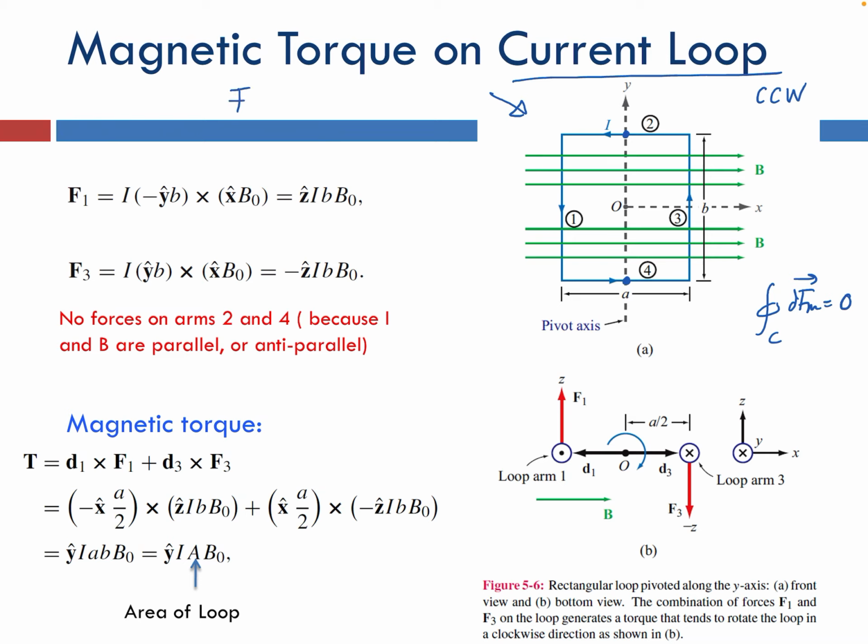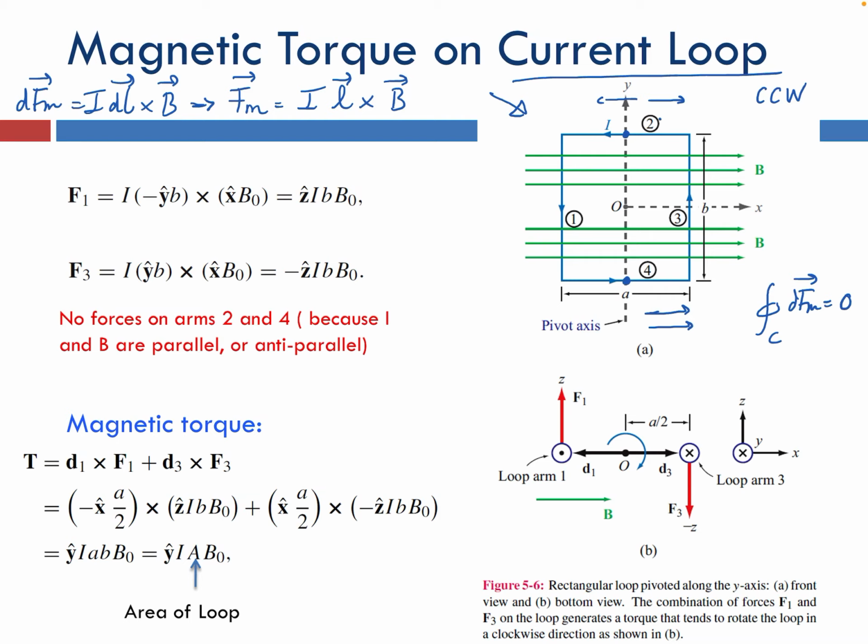If we look at our magnetic force, I L cross B for a straight segment. So we had the differential force with the displacement vector. If this is a straight segment, we can write it as I L cross B. So here we can see that on segments 2 and 4, B and L are either parallel or anti-parallel, so the force is 0.